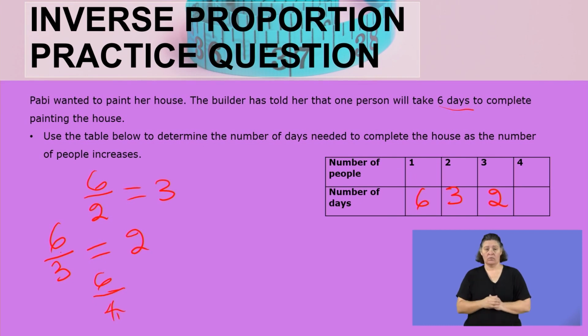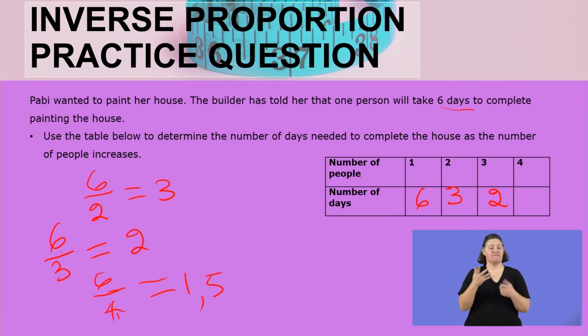So can we press the calculator together? We say 6 divided by 4. The answer we got is 1.5 days. So we say they will complete it in 1.5 days.